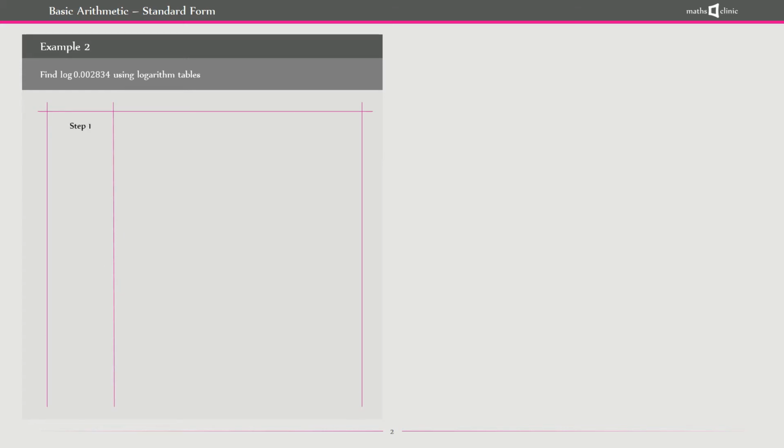So we have: find the log of 0.002834 using logarithm tables. Now, how do we go about doing this? First thing we need to do is convert to standard form, and we have log 2.834 times 10 to the power of minus 3. So we have our whole number for our logarithm, and our whole number is going to be minus 3.